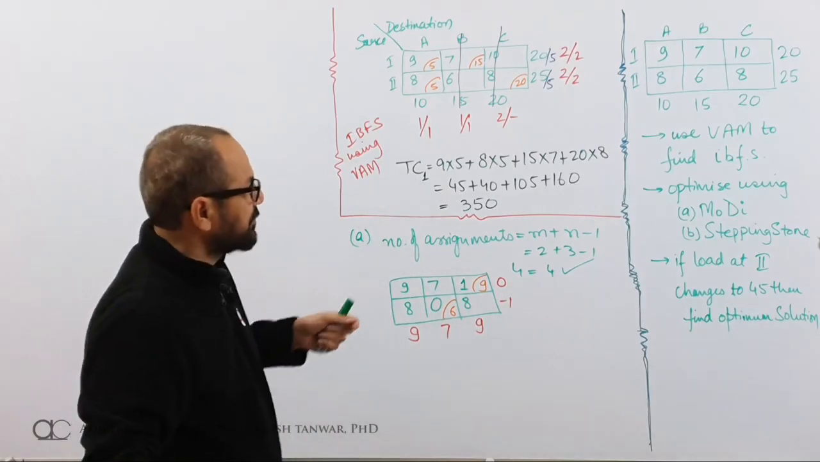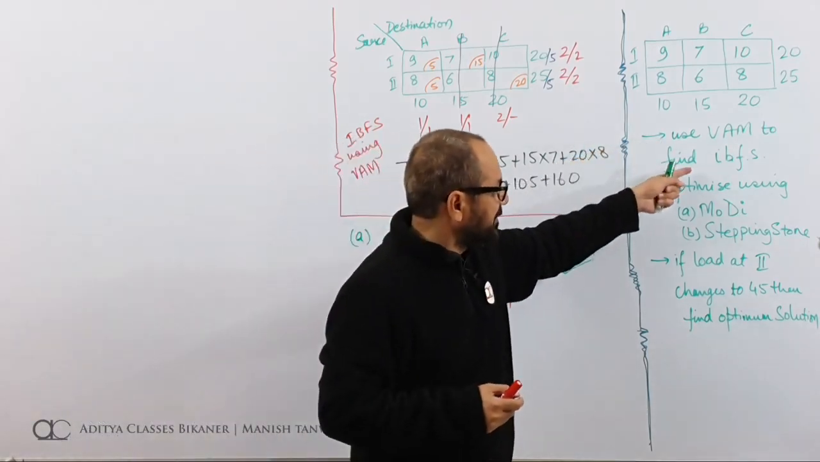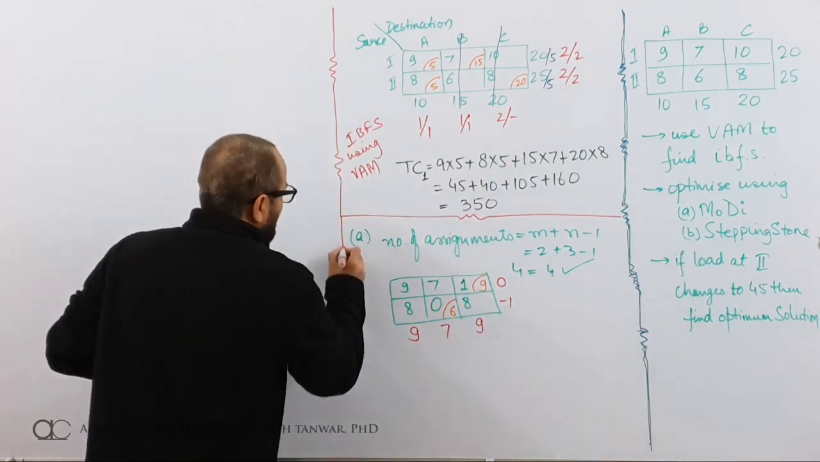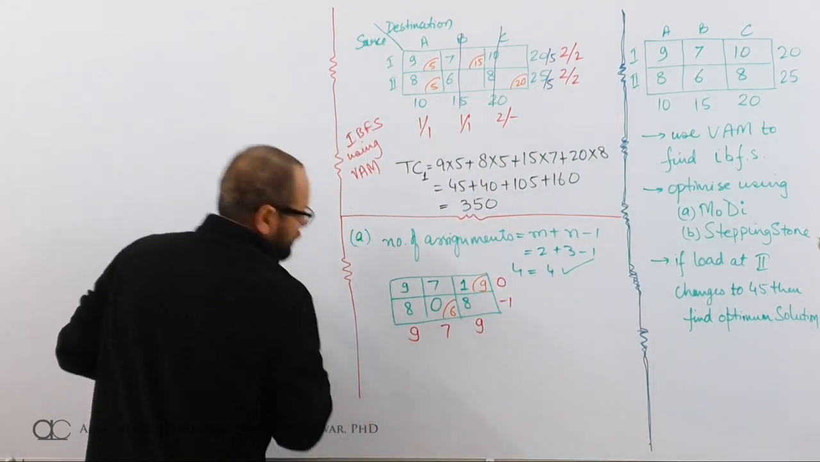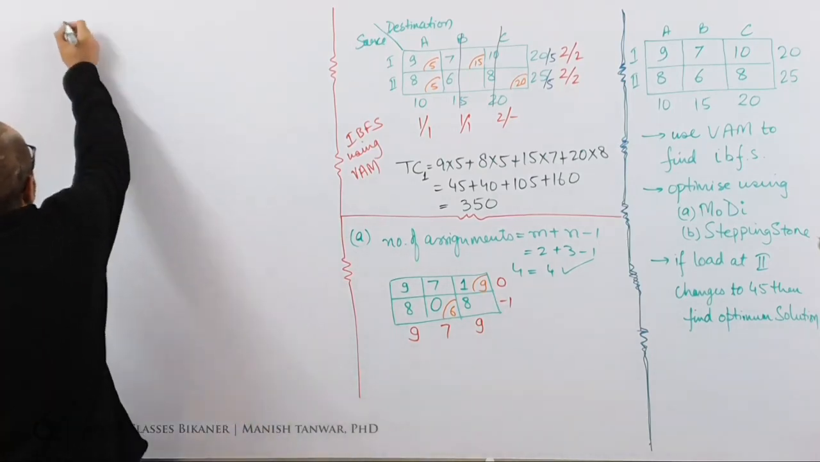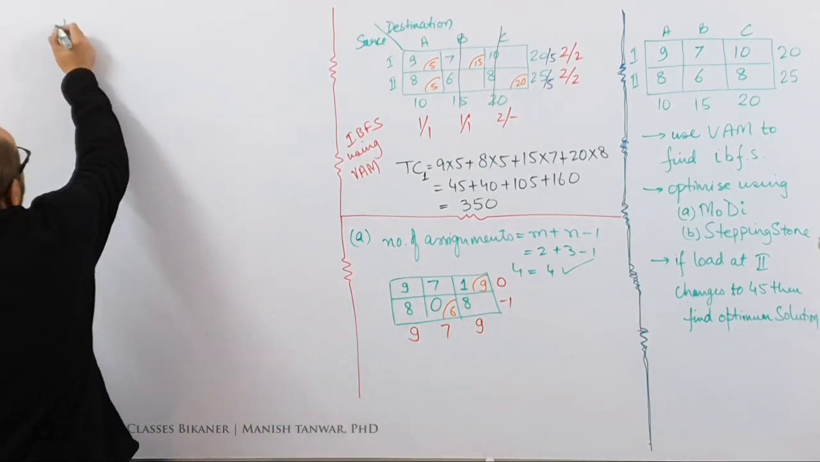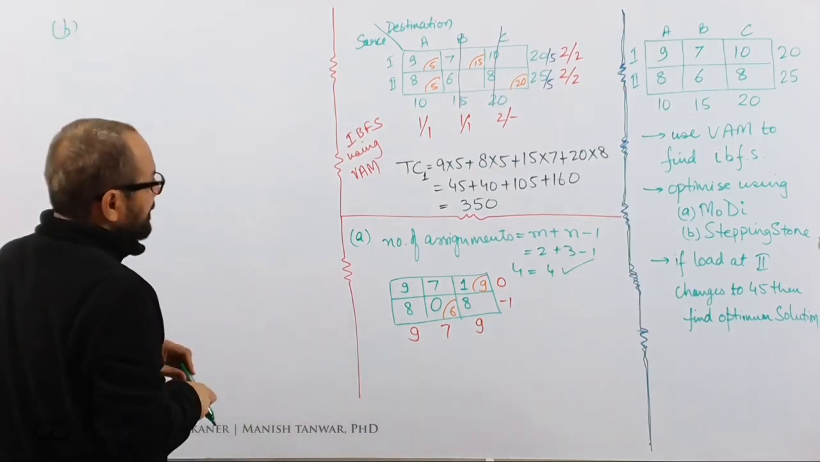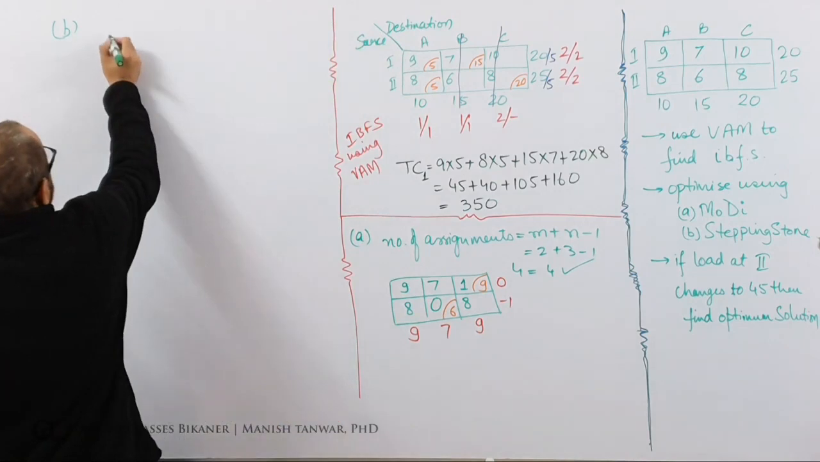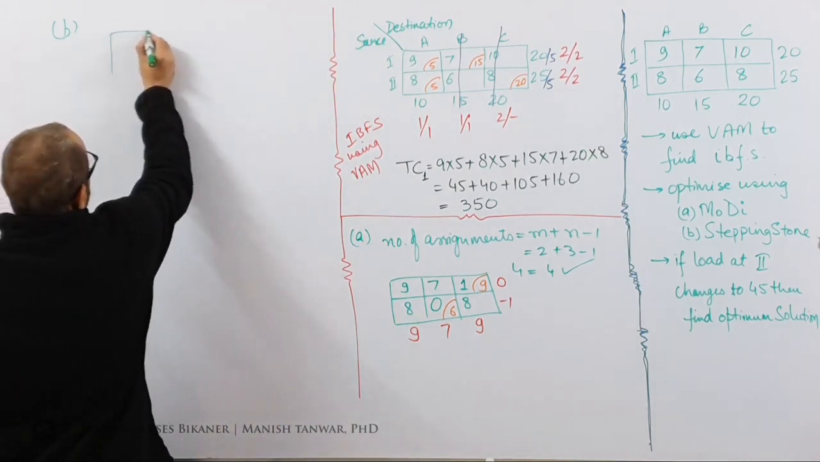Then we have a second question also: use WAM to find IBFS and optimize using stepping stone. This time we'll be optimizing it using stepping stone. So we'll start with stepping stone over here. How do we proceed with stepping stone? Let me pull this question over here. Let me pull these assignments also, and then we'll see.